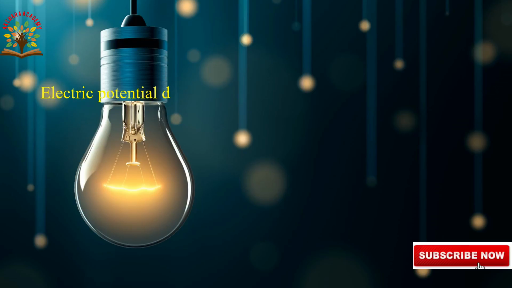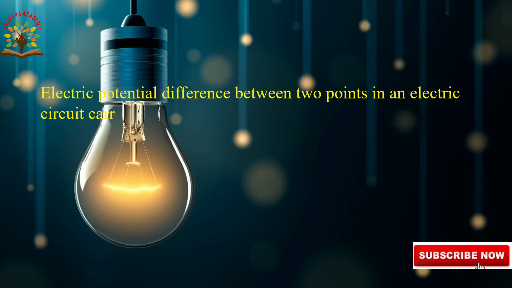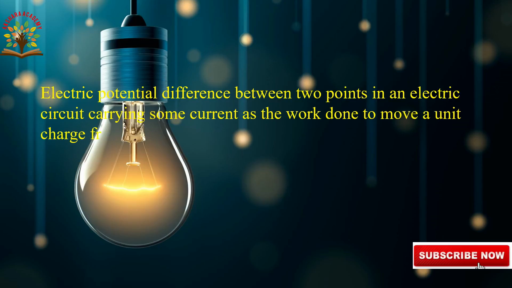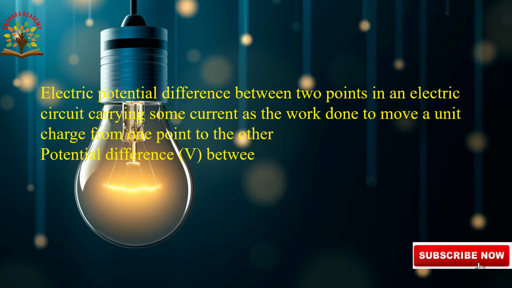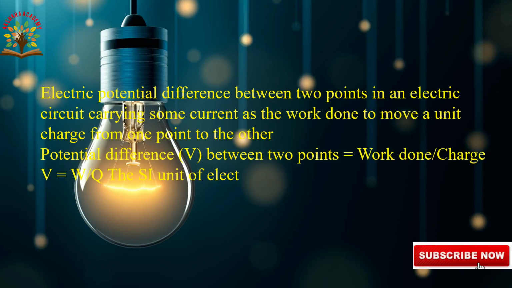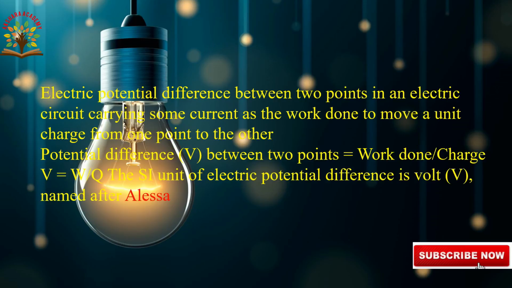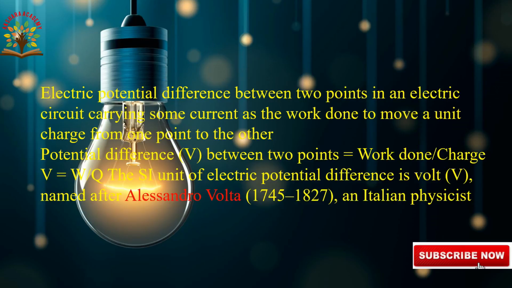Next, electric potential difference between 2 points in an electric circuit carrying some current is the work done to move a unit charge from one point to the other point. So potential difference V between the 2 points is equal to work done by charge. Work done is denoted by W, charge is denoted by the letter Q. So V is equal to W by Q. The SI unit of electric potential difference is volt, named after Alessandro Volta, an Italian physicist.